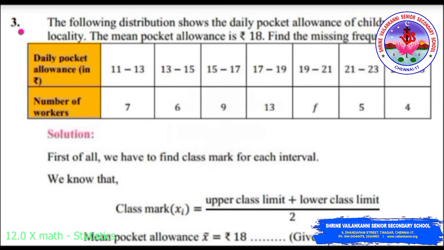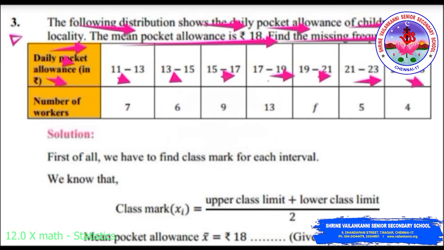Third problem. The following distribution shows the daily pocket allowances of children of a locality. The mean pocket allowance is rupees 18. Find the missing frequency f. He has given the tabular column where he has arranged the daily pocket allowances as class intervals, the number of workers as a frequency, to find out the missing frequency f.